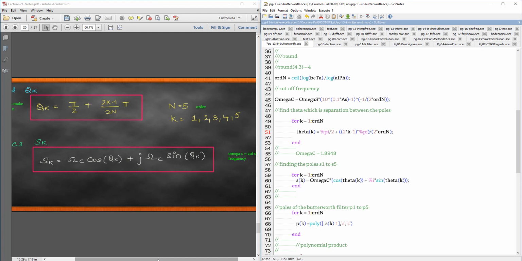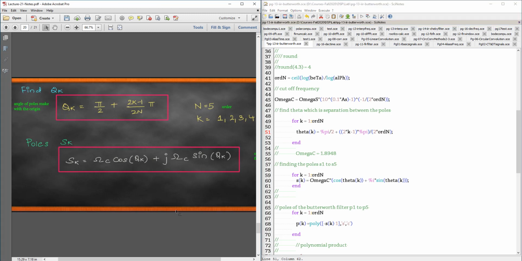So I get k values. k is 1, 2, 3, 4, 5, because k is equal to 1 to order of n, and so I get 5 theta values. And then what is next? After theta, I compute the poles.